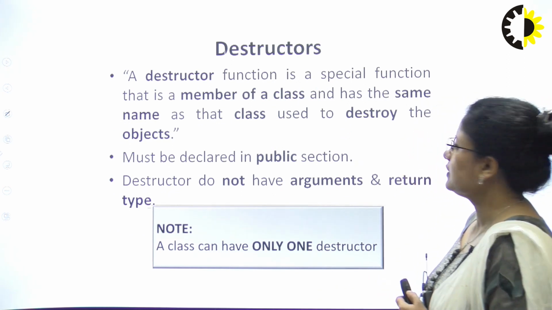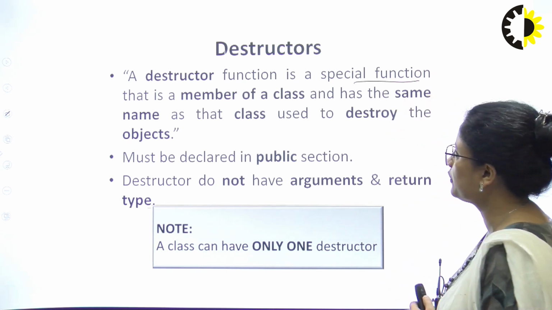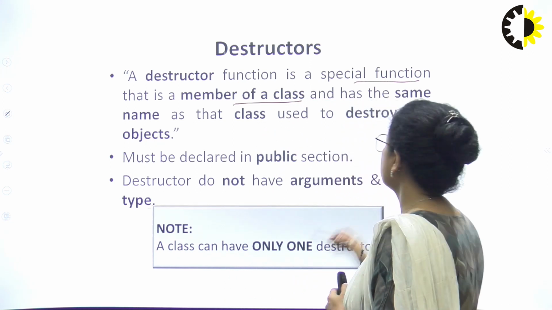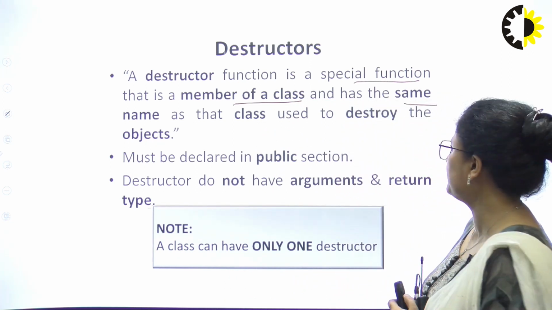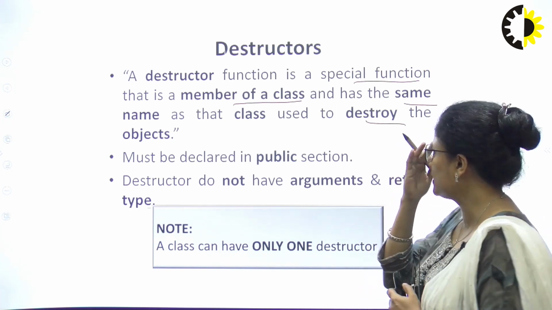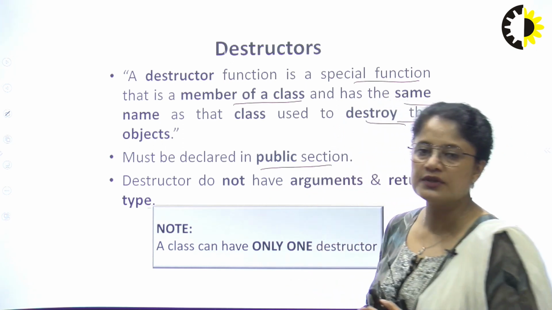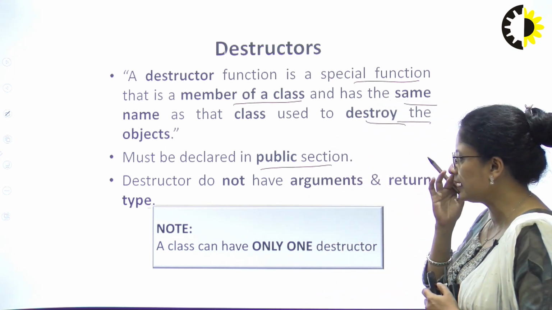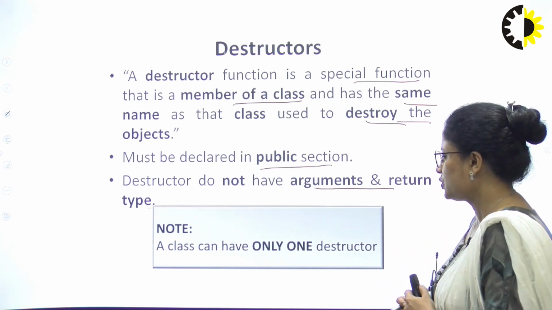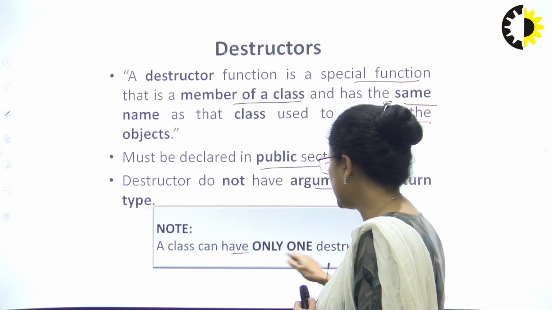Now, destructor is another special function which is discussed in parallel whenever we talk about constructors. It is a member of a class, and it also has the same feature. It has the same name as the class name, but unlike a constructor, which is used to initialize or create an object, a destructor is used to destroy the object. Destructors need to be declared in the public section of the class, and they don't have arguments or return types. Normally you can have a number of constructors in a program, but you can have only one destructor.